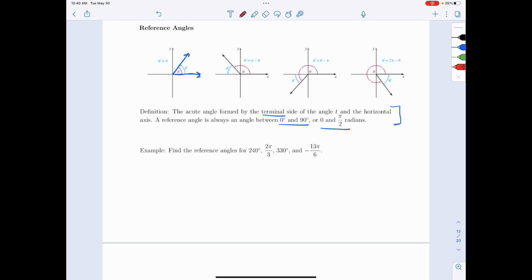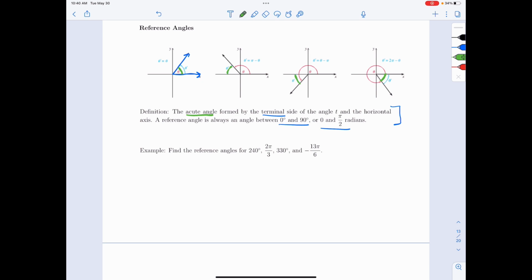So this angle, which color should I use? How about green? So this right here is the reference angle. Here is the reference angle, and here is the reference angle. What I like to say is that the reference angle is the angle that gets us back to the x-axis as quick as possible, and it's always between 0 and 90 degrees. So our reference angle is always an acute angle.